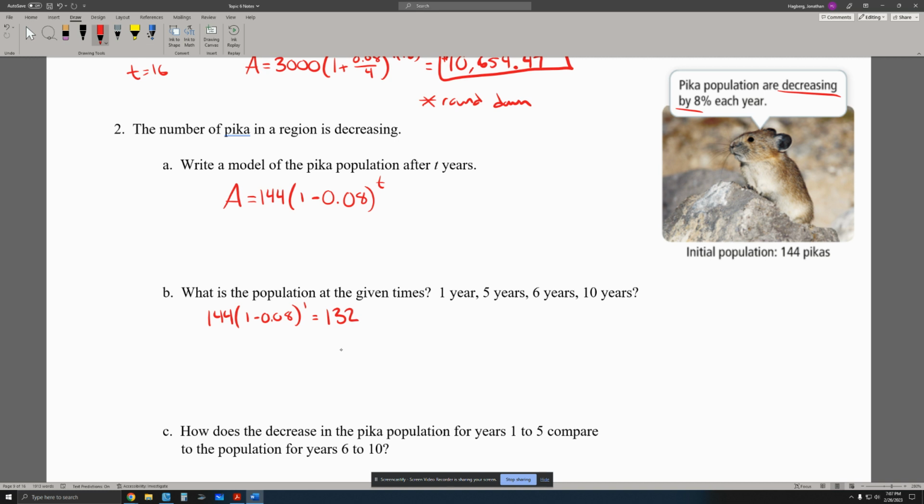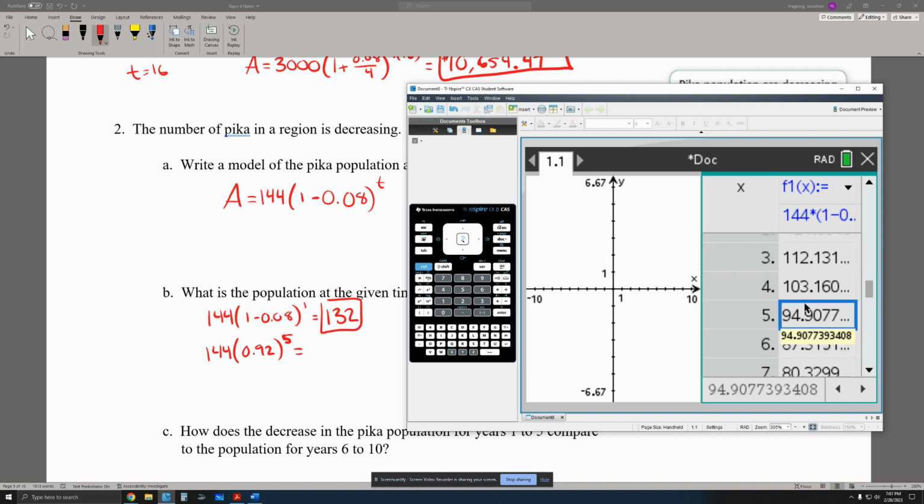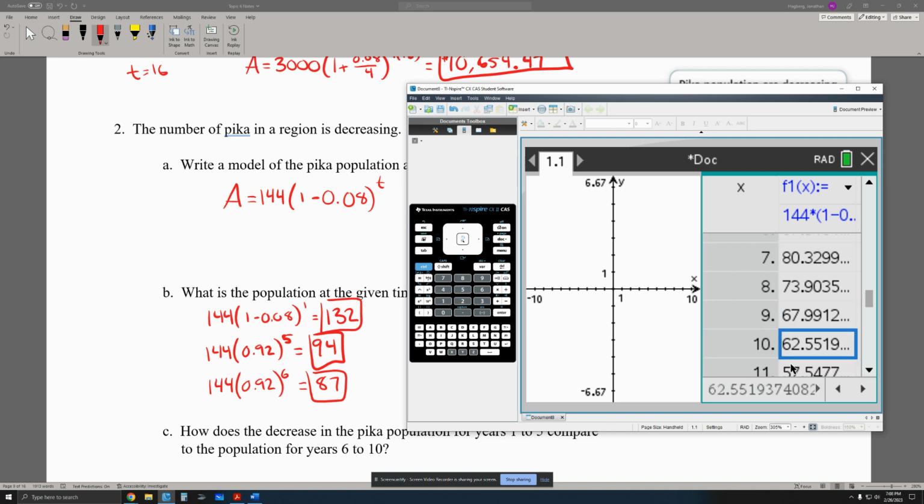So 132. All right, for 5 years. So we would model this. I'm going to go ahead and simplify that parentheses here. So this would be 5 years. If we were to plug that in, well, let's look at our table. We have that the population here is 94. For 6 years, so 144 times 0.92 to the 6. Let's see what that is. Back to our calculator, 87. And let's do 10 years, so 144 times 0.92 to the 10 is equal to, back to our calculator, we'll see 10. We have 62.